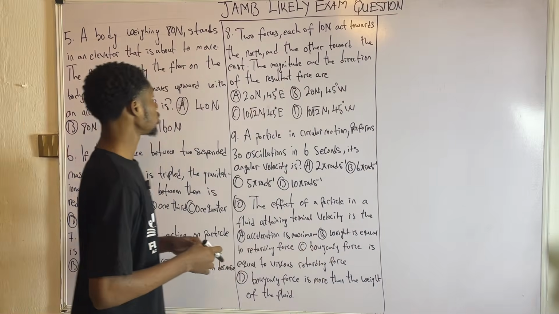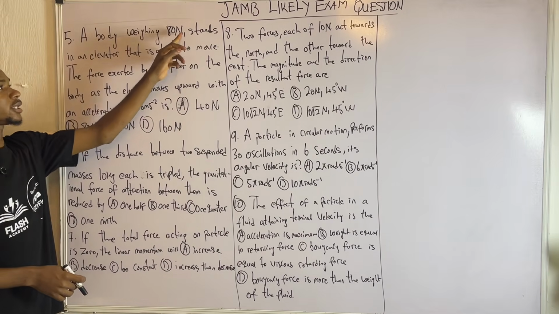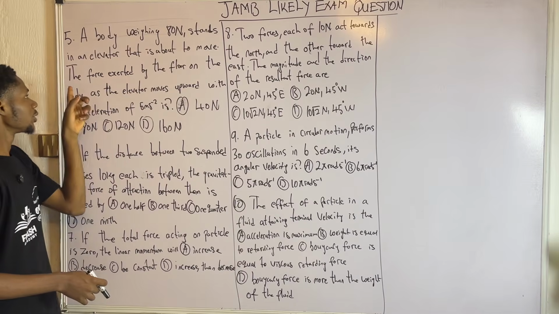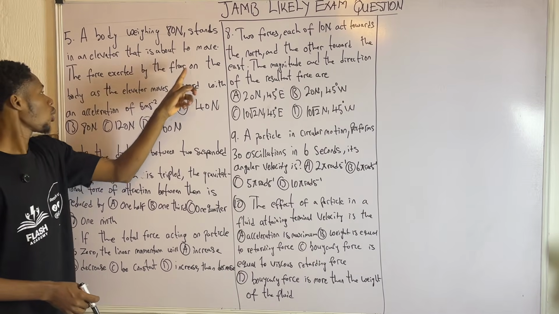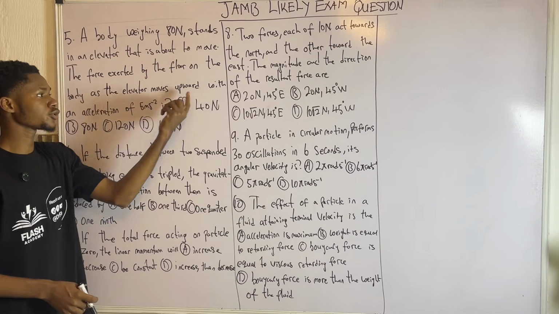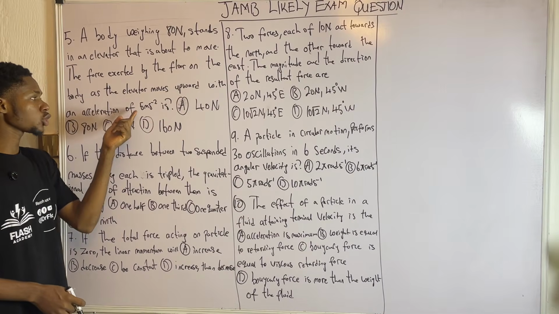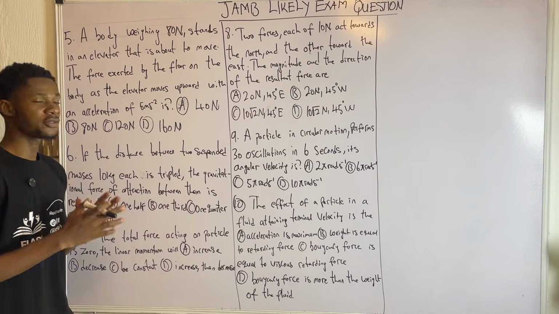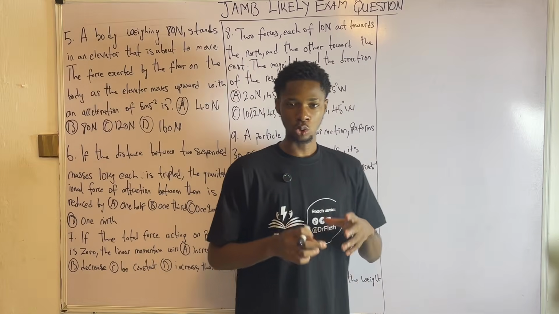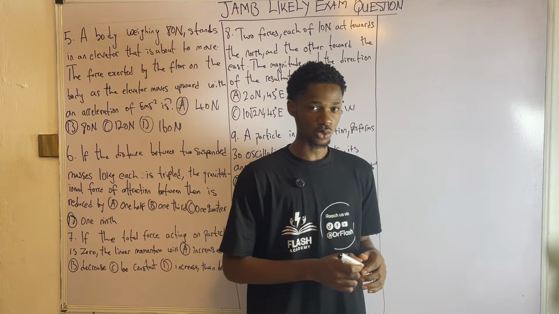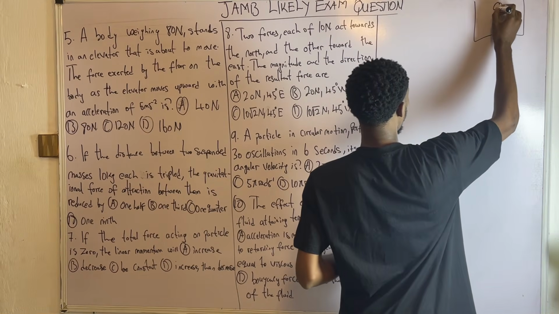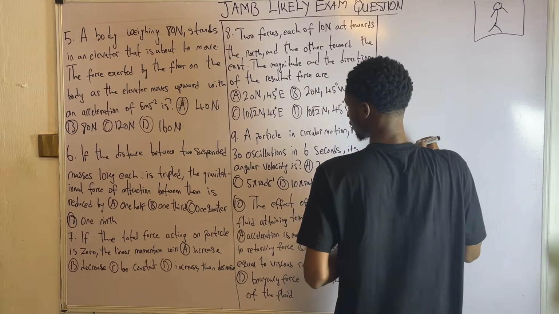So the next question on the board reads: a body weighing 80 newtons stands in an elevator that is about to move. The force exerted by the floor on the body as the elevator moves upward with an acceleration of 5 meters per second squared is. Now, this is a very important question, and you should understand the concept before trying to solve it. Let's say we have an elevator like this, and a body inside of it.